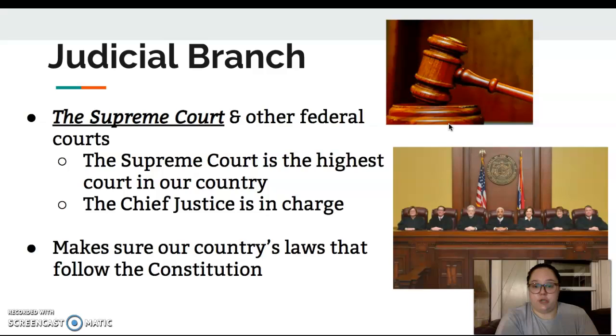The last branch is the judicial branch, and this is made up of the Supreme Court and other federal courts. The Supreme Court, that word supreme means like highest, most power. So the Supreme Court is the highest court in our country. It's the top of the courts. You can't go any higher than the Supreme Court. The Chief Justice is in charge of that court along with all the other judges that sit on it. The judicial branch's responsibility is also to make sure that we are following the Constitution. So everything comes down to, what does the Constitution say, and are we following those rules?